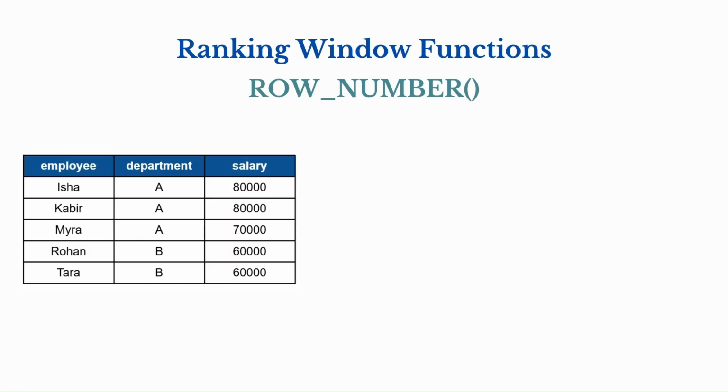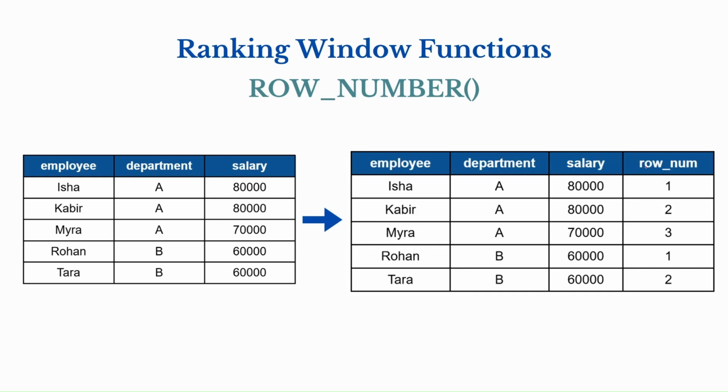Here we have a table of employees. It contains columns like employee, the respective department, and the respective salaries. Let's say you just want to assign a rank within each department based on who earns the most. So the person who is earning the most should ideally get the rank of 1. Here we'll make use of the row number window function, and let's see how it actually works. Your output would look something like this.